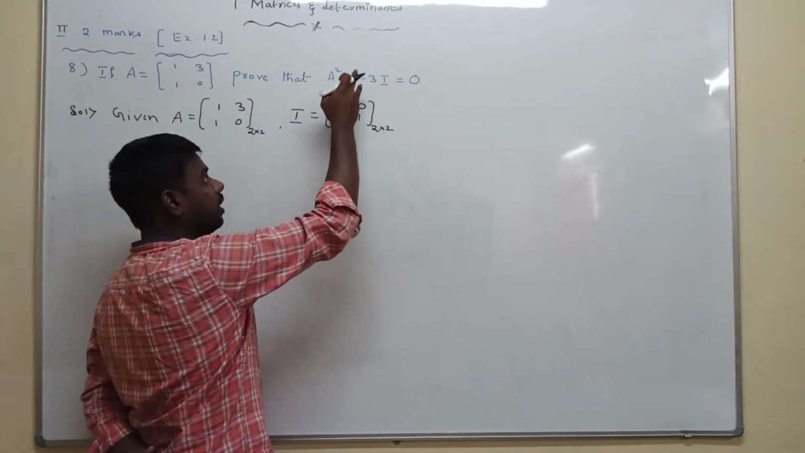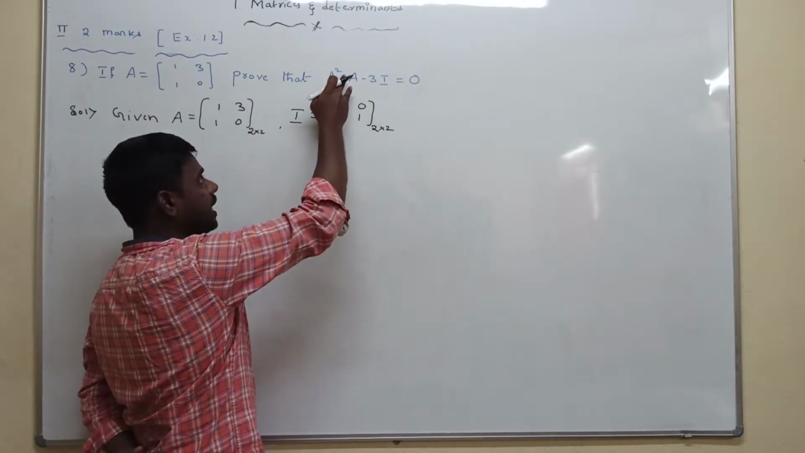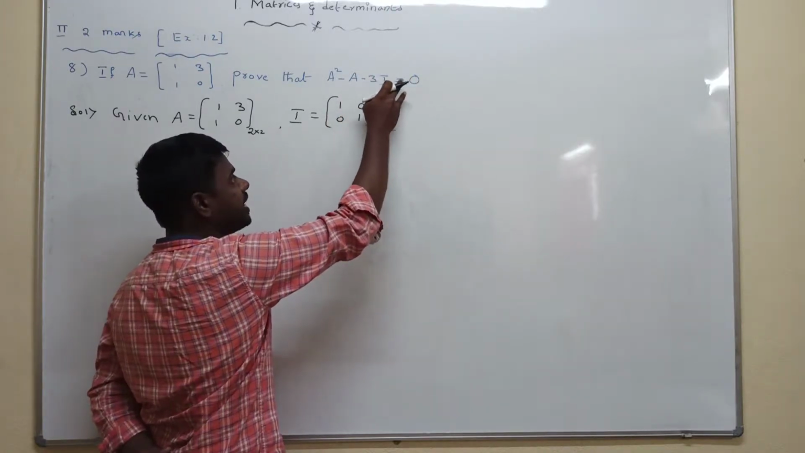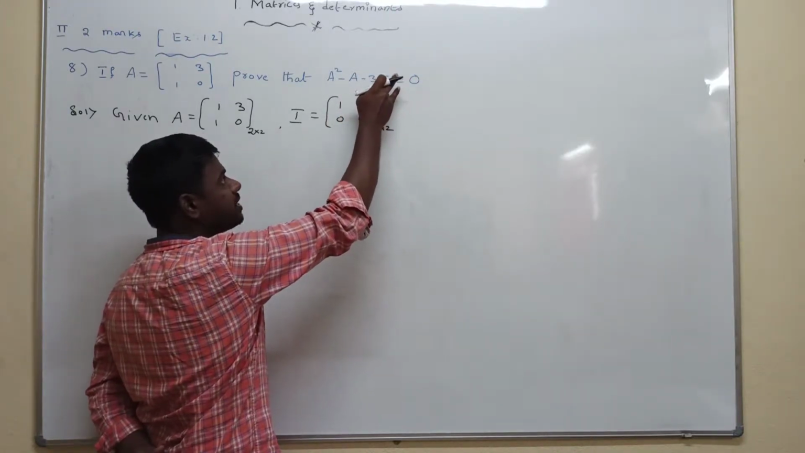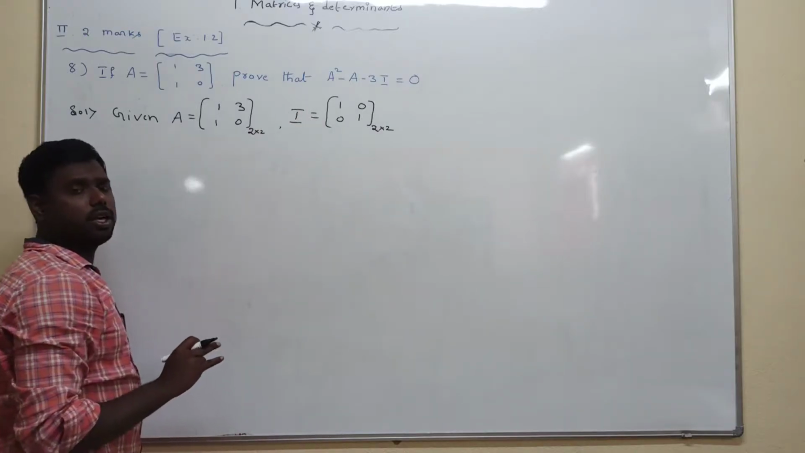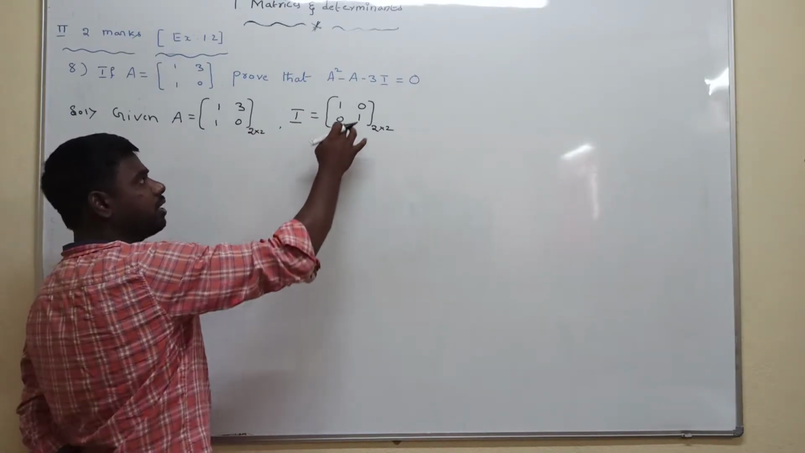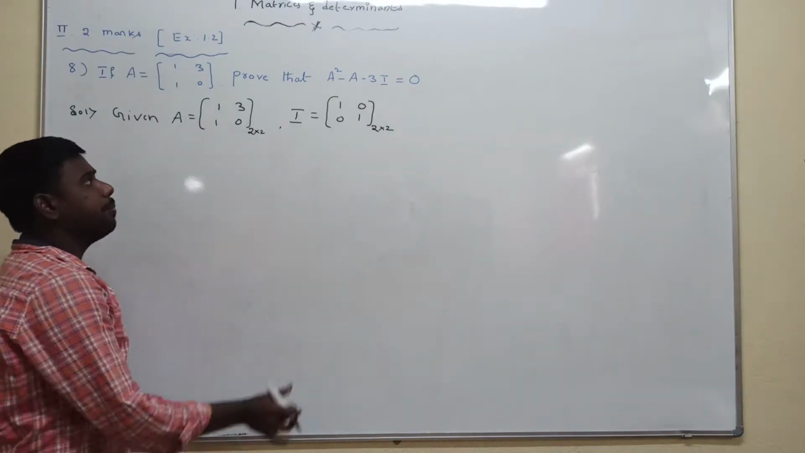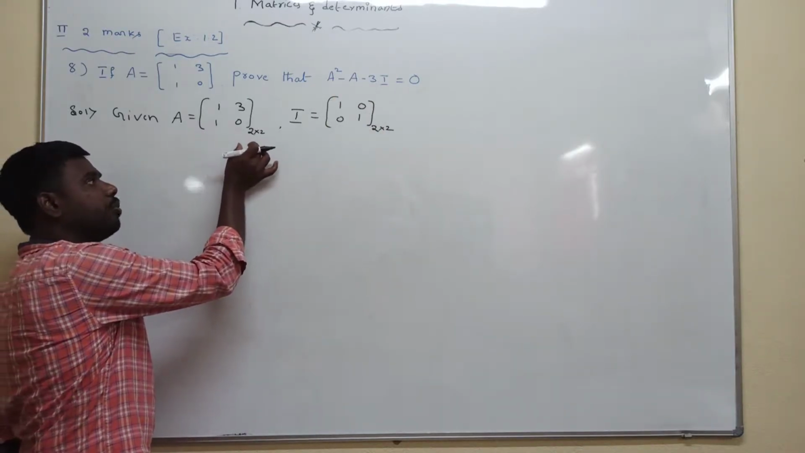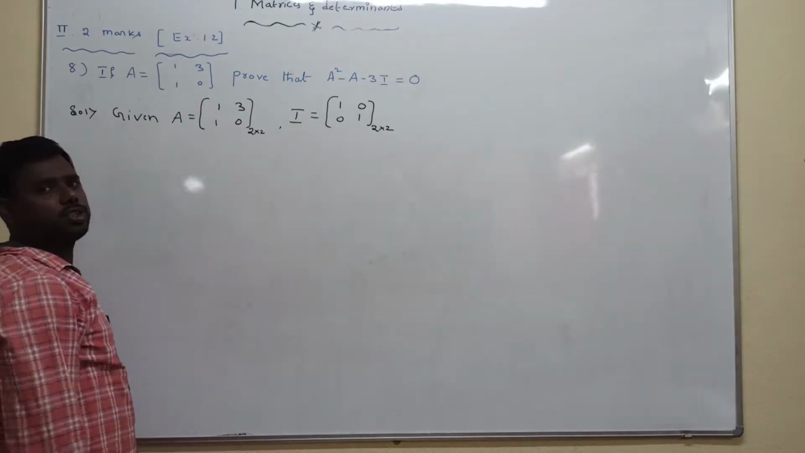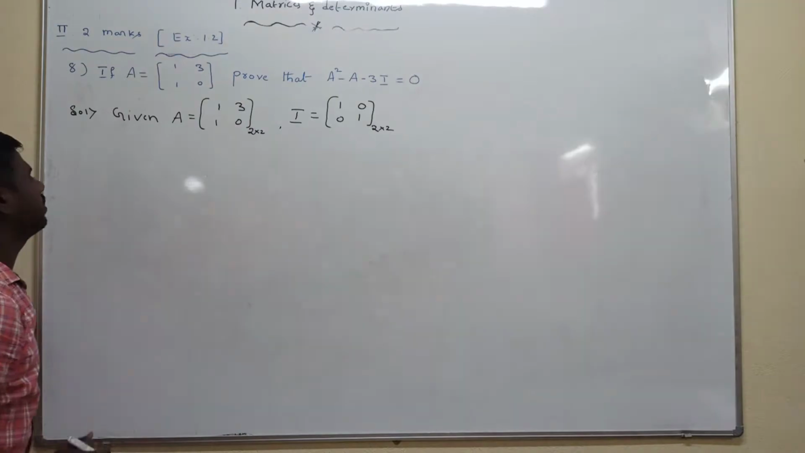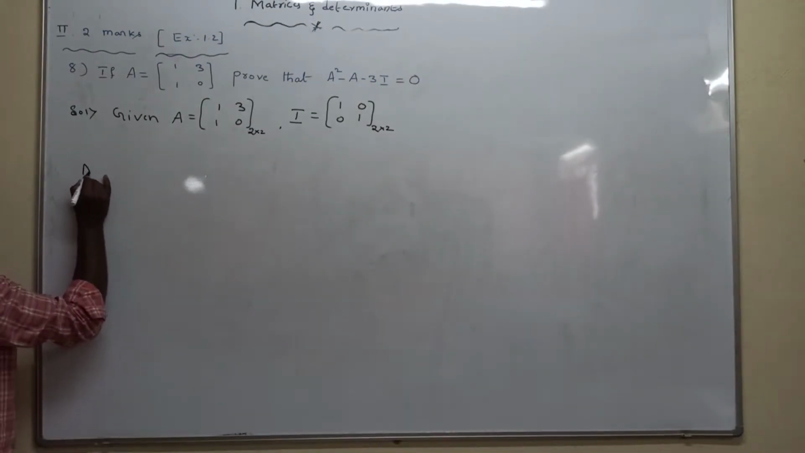In this question I is not given, but we must take I because in the left hand side, A square minus A minus 3I equals 0, I is there. So I is nothing but the identity matrix: diagonal elements are equal to 1, and the remaining elements are zeros. Because matrix A is given as 2 by 2, the identity matrix is also 2 by 2. First we need to calculate A square.